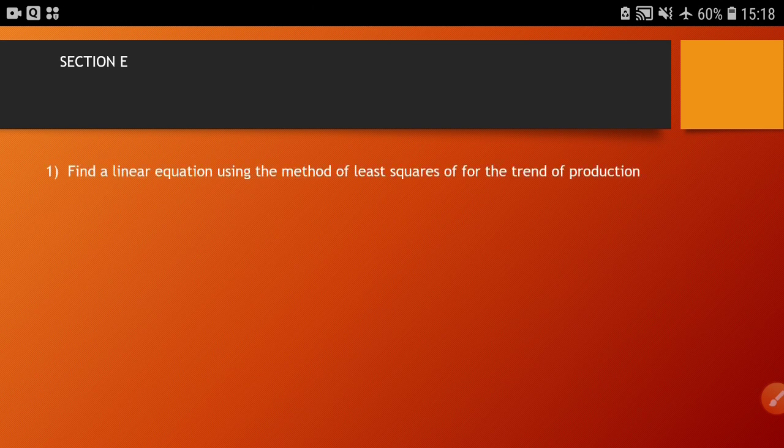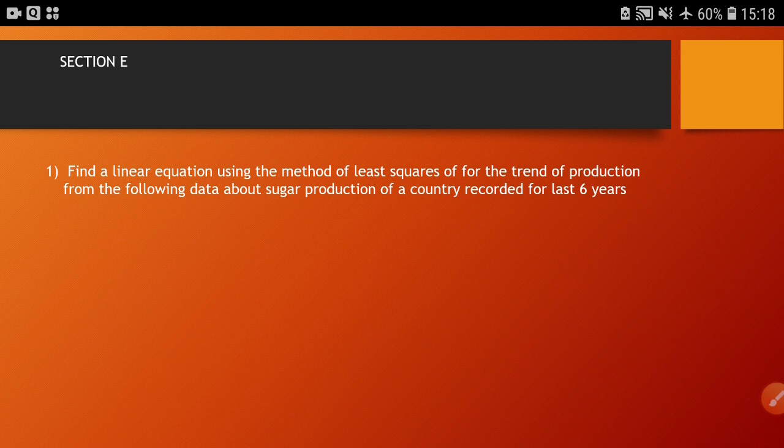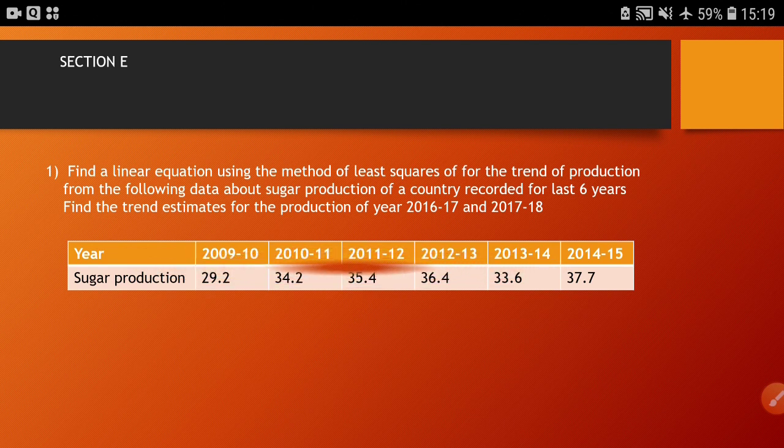Okay, I have taken a sum from the exercise to revise the topic. Find a linear equation using method of least squares for the trend of production. From the following data about sugar production of a country recorded for the last 6 years, find the trend estimate for the production of years 16-17 and 17-18. Years 9-10, 10-11, 11-12, 13-14, 14-15, and sugar production 29.2, 34.2, 35.4, 36.4, 33.6 and 37.7 is given.